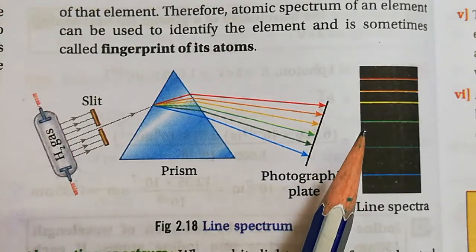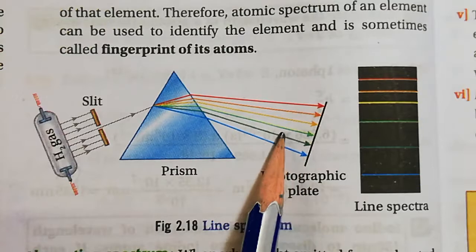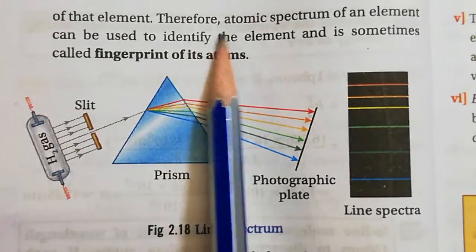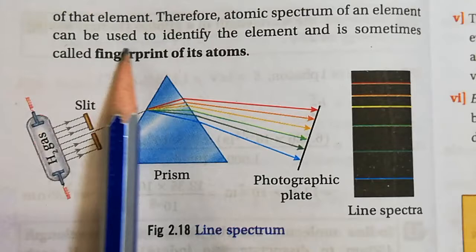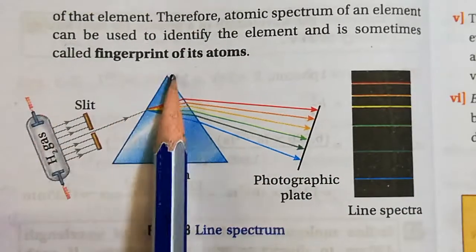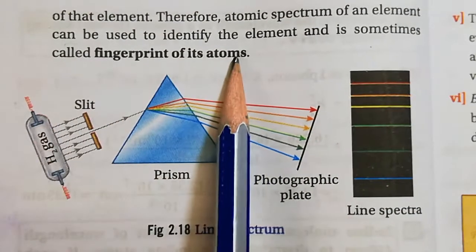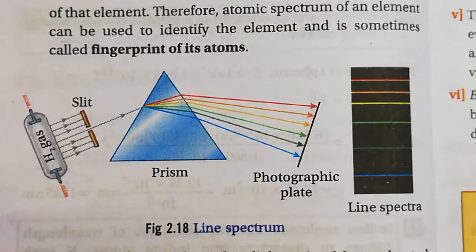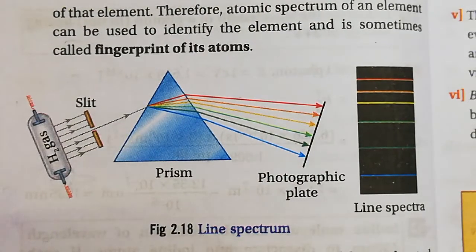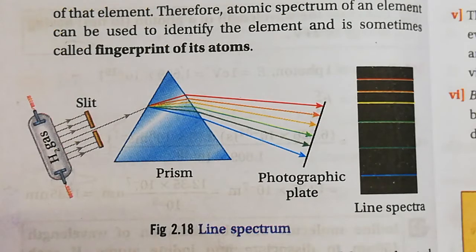We will definitely learn those step by step, and that's why here it is written. Just go through this line. Therefore, the atomic spectrum of an element can be used to identify the element, and it's sometimes called the fingerprint of its atoms. So what kind of spectrums are obtained, and explaining the characteristics of the spectrum, we can know the nature of the atom and its characteristics.